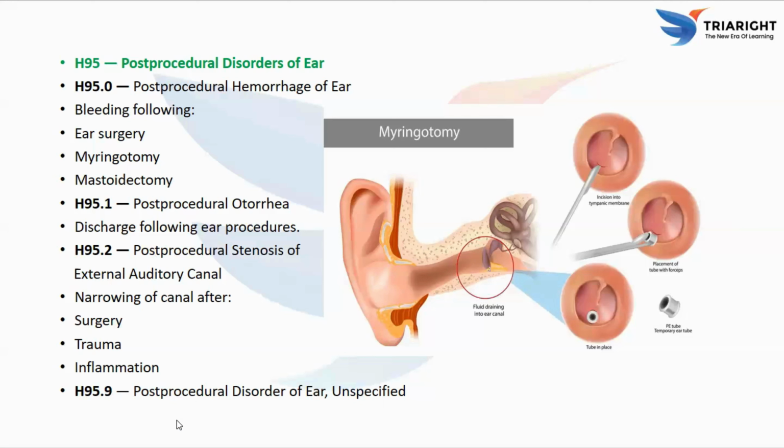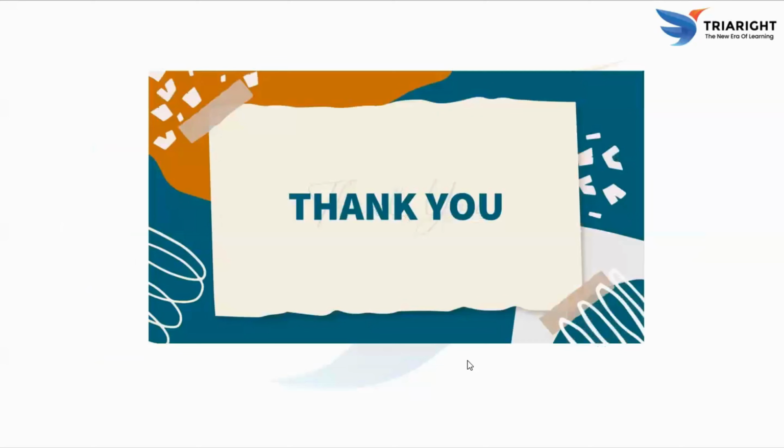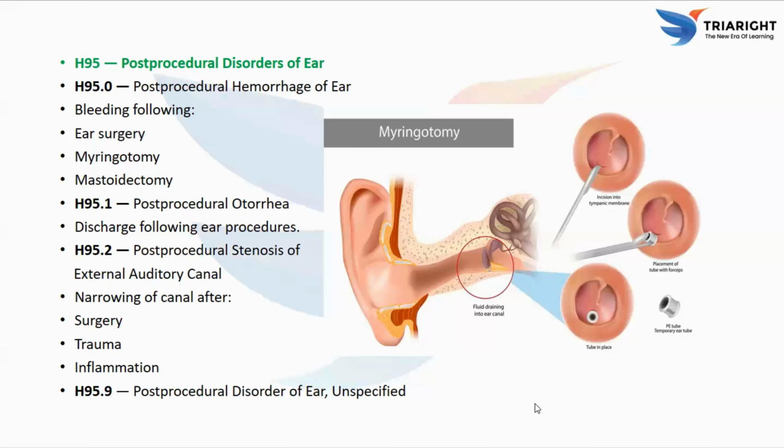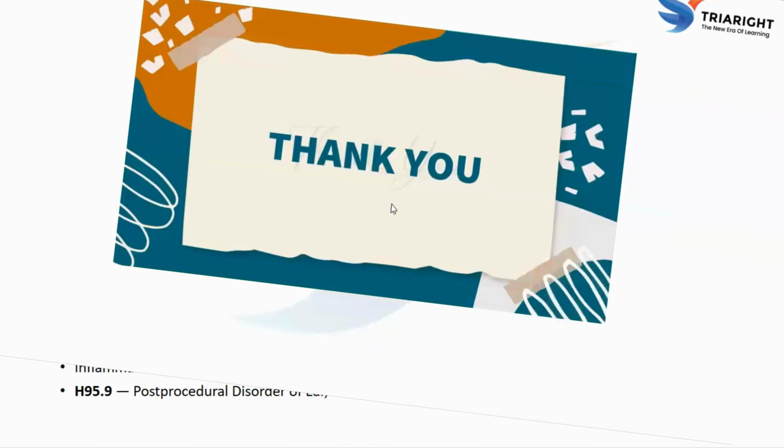And the H95.9 code category is for post-procedural disorder of the ear, unspecified. This H95.9 code is used whenever any other post-surgical ear disorder is not specifically listed. So if there is another surgical ear disorder, but it is not listed within the record, then you have to assign the code H95.9. So this is the classification of the diseases under ear and mastoid process.